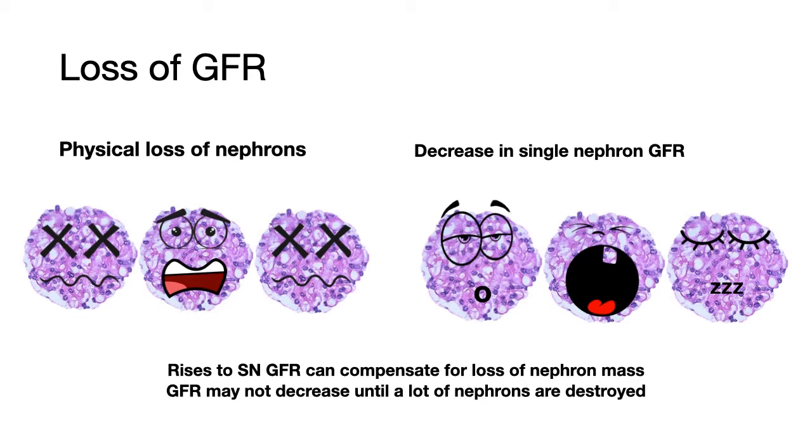So while all of the nephrons are still functioning, there's a decrease in the single nephron GFR of the collective kidney. Even then, there are some implications on the calculation of GFR. For example, rises in the single nephron GFR can actually compensate for a loss in nephron mass. Thus, GFR may not actually decrease until a lot of nephrons are physically destroyed.